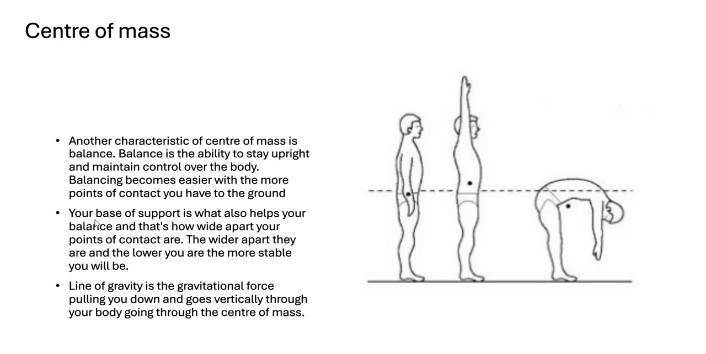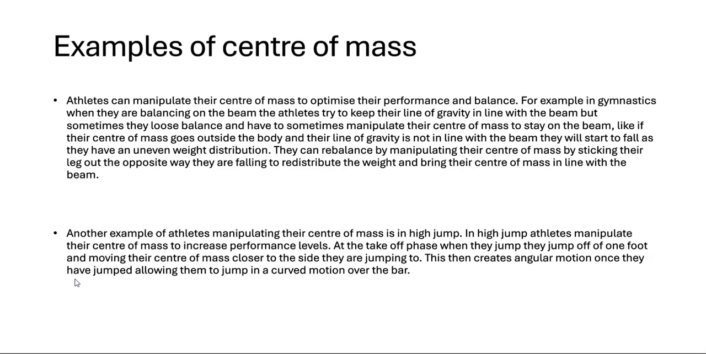Balancing becomes easier with the more points of contact you have to the ground. Your base of support is also what helps you balance, and that's how wide apart your points of contact are. The wider apart they are and the lower you are, the more stable you'll be. Line of gravity is the gravitational force pulling you down and goes vertically through your body, going through the center of mass. Athletes can manipulate their center of mass to optimize their performance and balance.